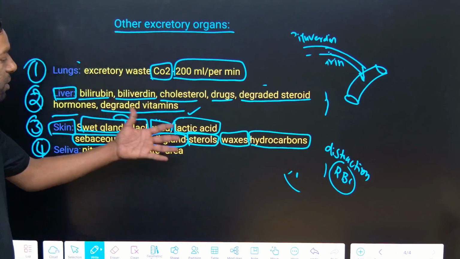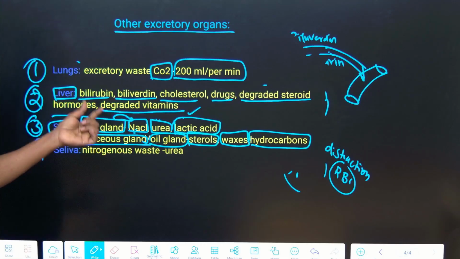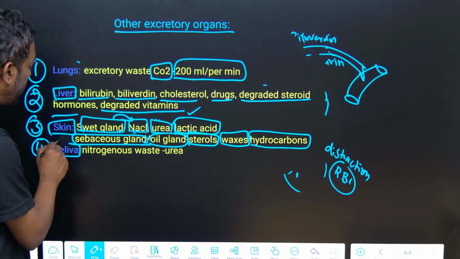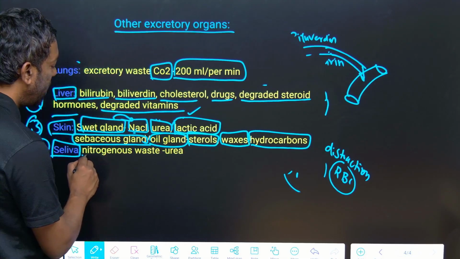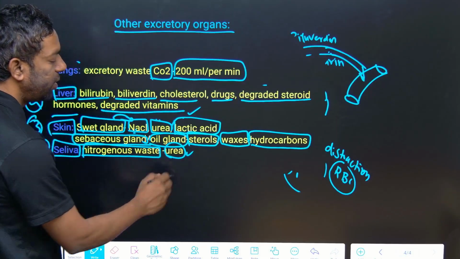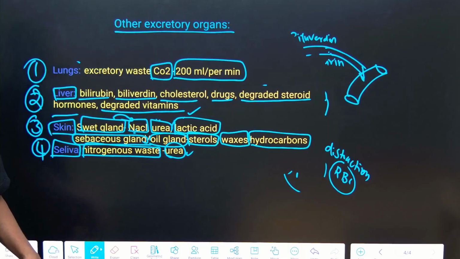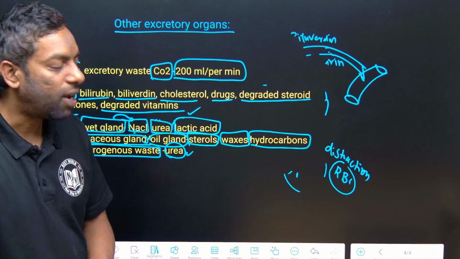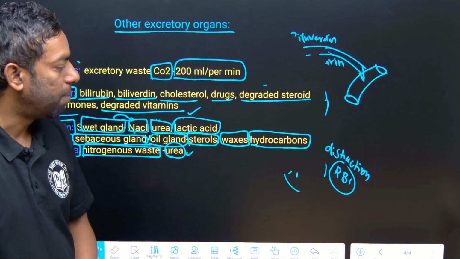This is most important for the exam. Saliva excretes nitrogenous waste, that is urea. This is also most important. The kidney itself excretes urea and saliva also excretes urea.